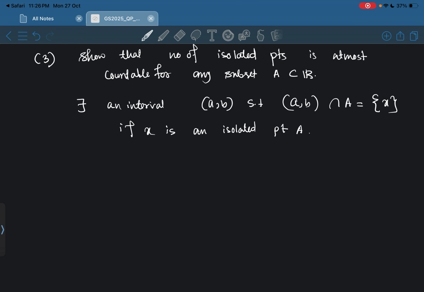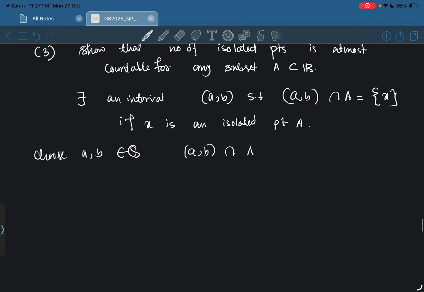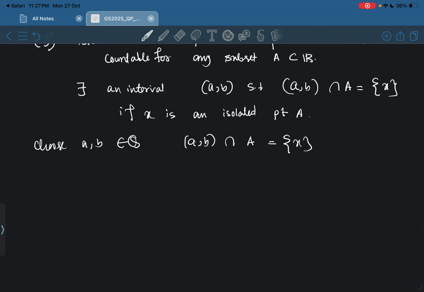So now you can choose a and b to be rational numbers. You can choose the interval to have rational endpoints. In particular, you can choose a small enough interval. So first take any (a, b), then you can choose some rational numbers inside that, and you can choose a small interval that will give you this, right? So then this intersected with A is {x}, where a and b are rational.